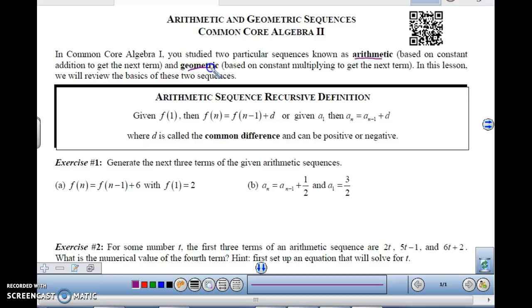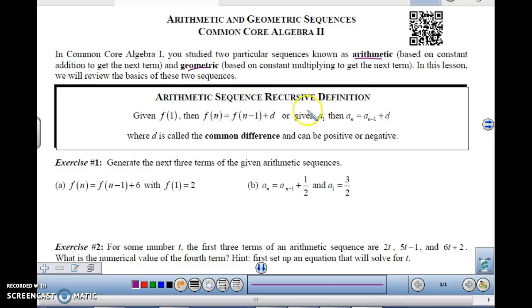A geometric sequence is based on constant multiplying to get the next term. So you're multiplying by the same thing to get the next term. So arithmetic is add, geometric is multiply. What we're going to look at is a review of the basics of the two sequences. Let's start with the arithmetic sequence.